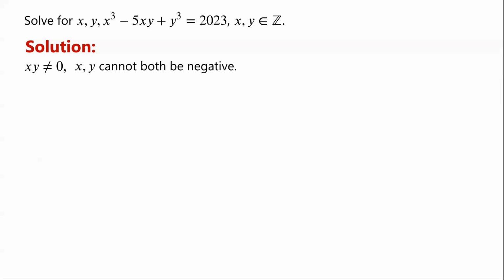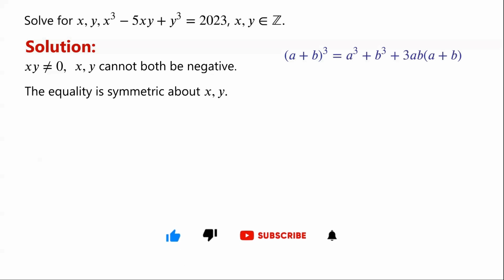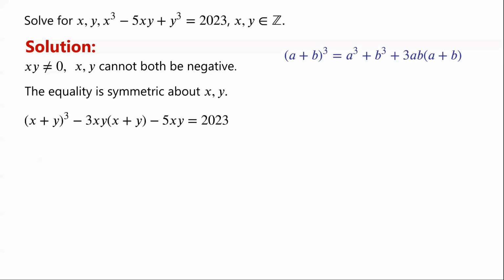And x and y cannot both be negative, otherwise the left side of the equation is negative, but the right side of the equation is positive. In addition, as the equation is symmetric about x and y, if (x, y) is a solution, then so is (y, x). We know that (a plus b) cubed equals a cubed plus b cubed plus 3ab times (a plus b). By applying this, x cubed plus y cubed on the left side of the equation can be written as (x plus y) cubed minus 3xy times (x plus y).